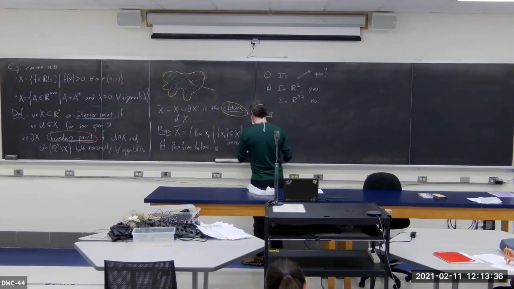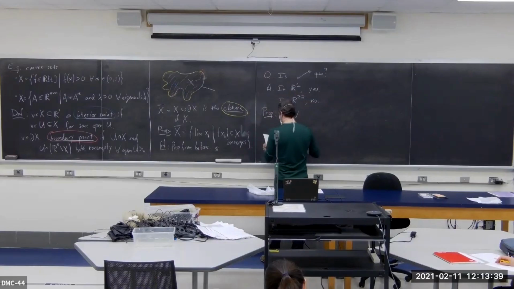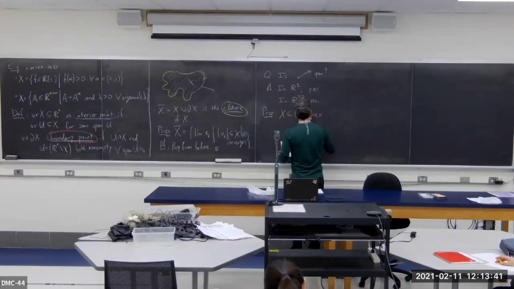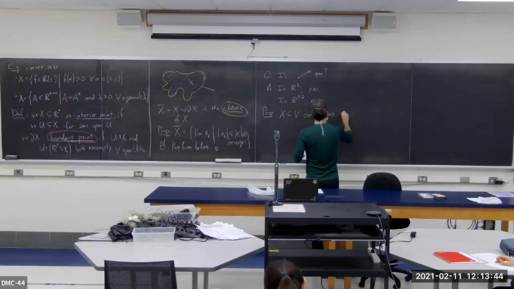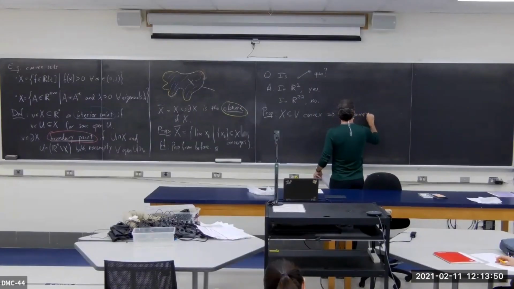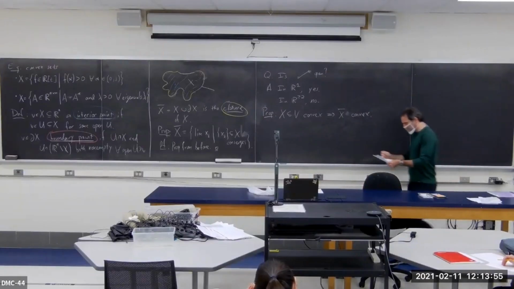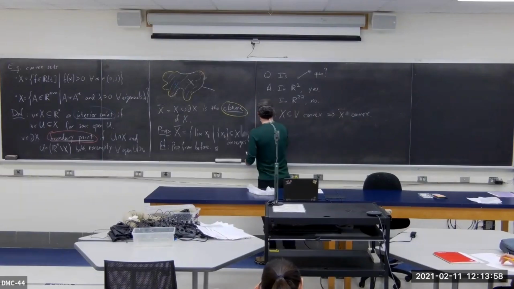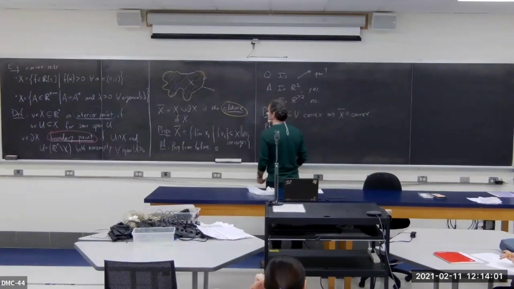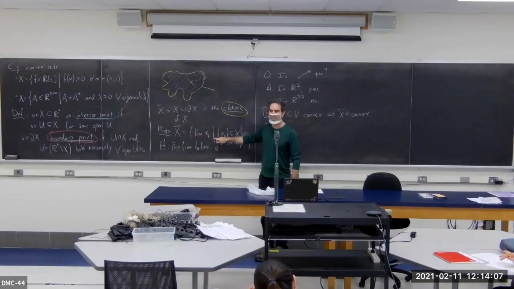Here's what we need, and that is that if X is convex, then the closure of X is convex. So taking closures doesn't ruin convexity. And the proof is, I mean, you just have to follow your nose here. We know that the closure consists of limits of sequences. So let's just take a limit of sequences and show that it's still inside the closure.